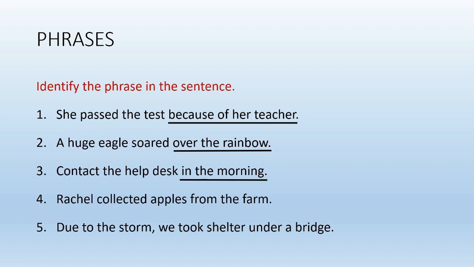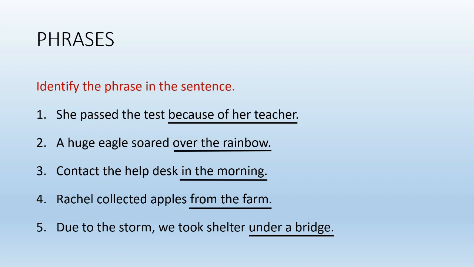Rachel collected apples from the farm. Now here Rachel is the subject, collected is the verb. So let us consider the next part of the sentence. So from the farm is the phrase in this sentence. Due to the storm, we took shelter under a bridge. So here, what is the phrase? Under a bridge.